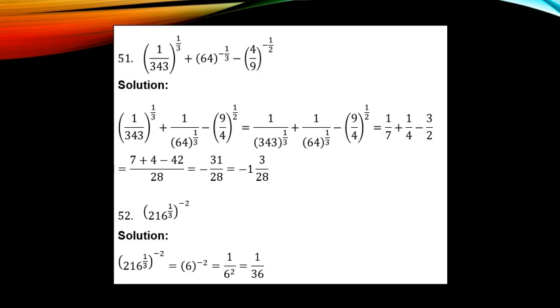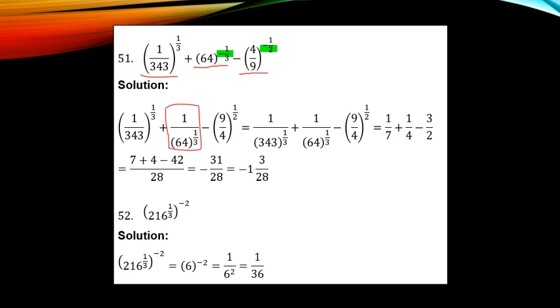Example 51. You have a bracket open, 1 over 343, bracket close, power of 1 over 3, plus 64 power of minus 1 over 3, minus bracket open, 4 over 9, bracket close, power of minus half. Okay, so to continue, this negative power needs to be positive, so you write the inverse of the second term. The inverse takes away the negative sign. You can see it there.